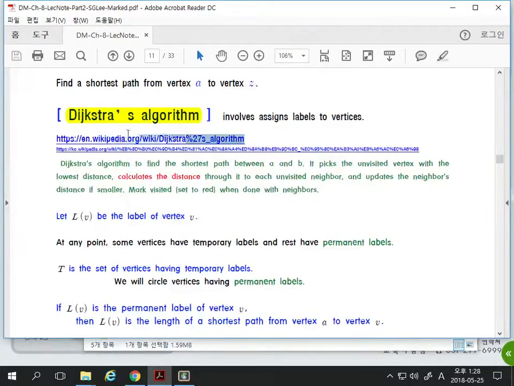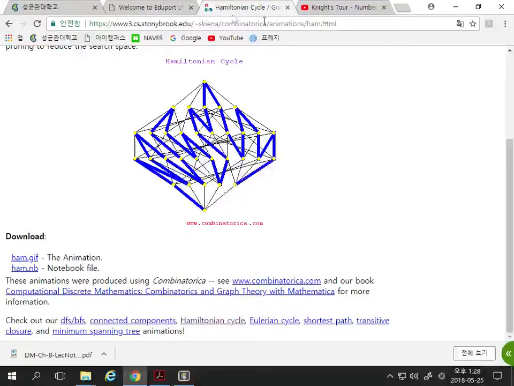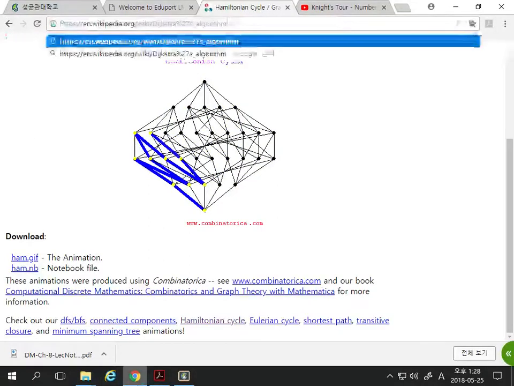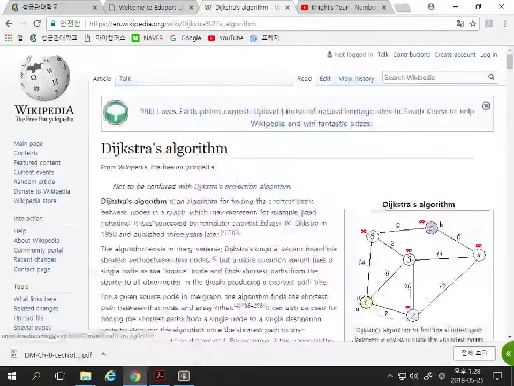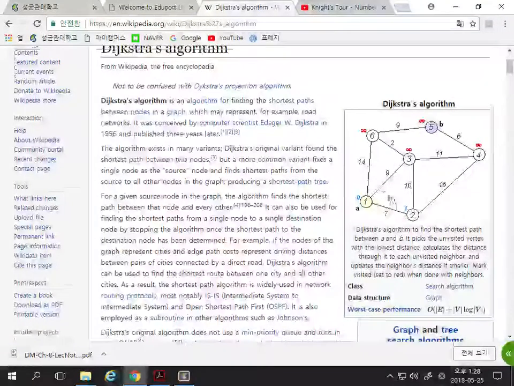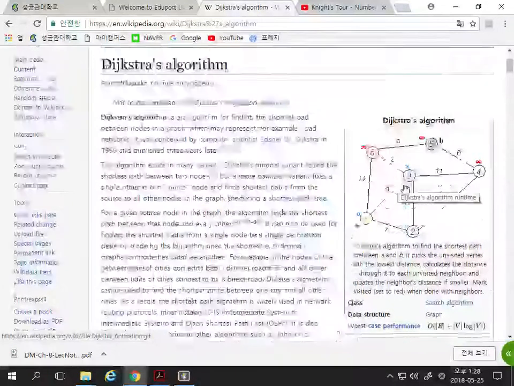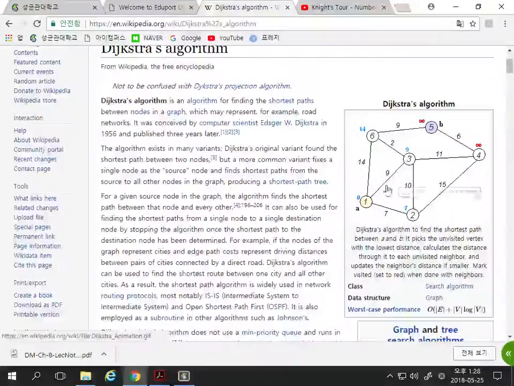Okay, copy this. For example, this animation shows you how this algorithm works.